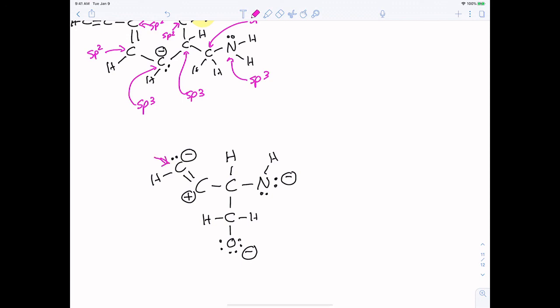So this one here, I have 3 electron groups, so sp2. This one I only have 2 electron groups, so sp. sp3, 4 electron groups, 4 electron groups, 4 electron groups. This one's pretty boring. 4 electron groups, sp3. So how'd you guys do?